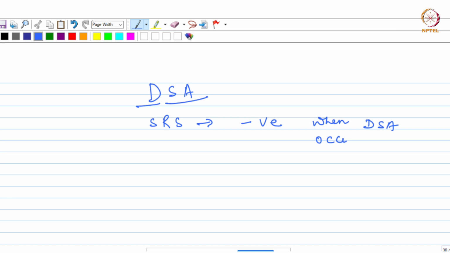So moving on, if you want to summarize this effect, DSA, in one particular sentence, you can say that the strain rate sensitivity is negative when dynamic strain aging occurs, right?